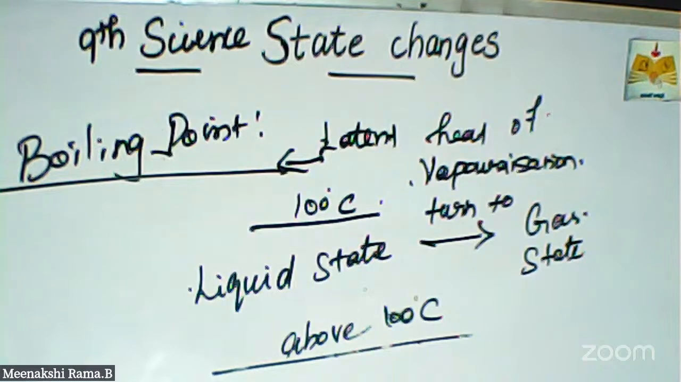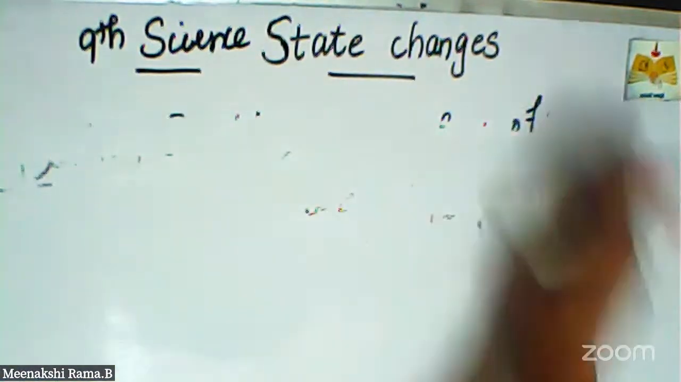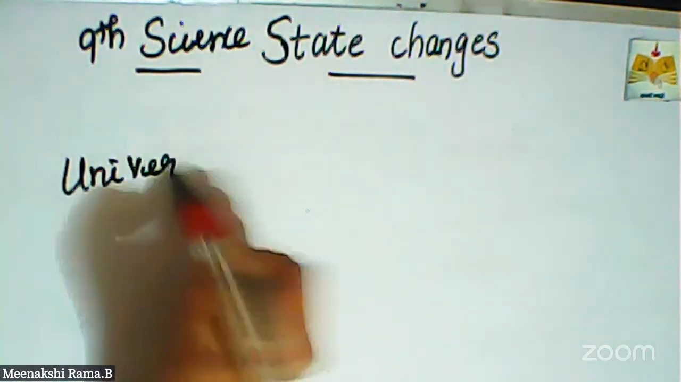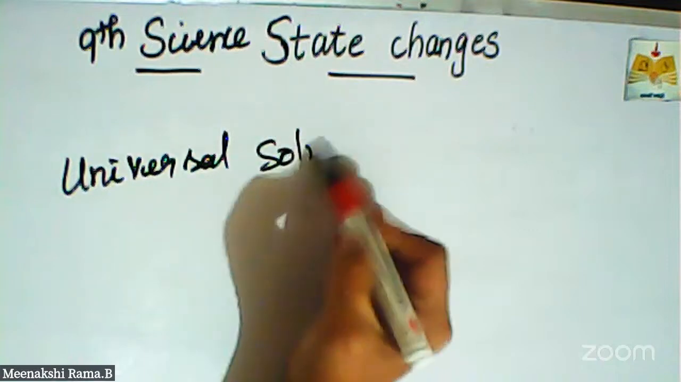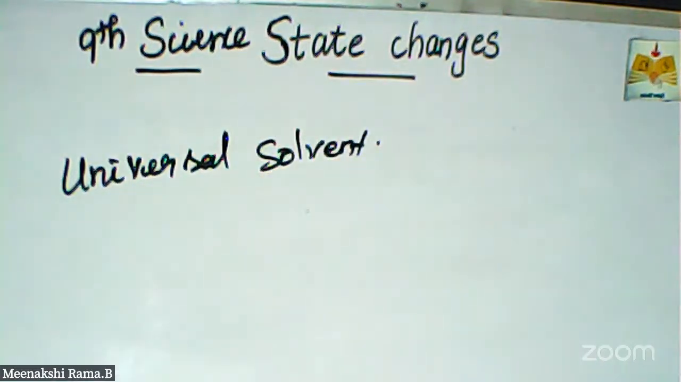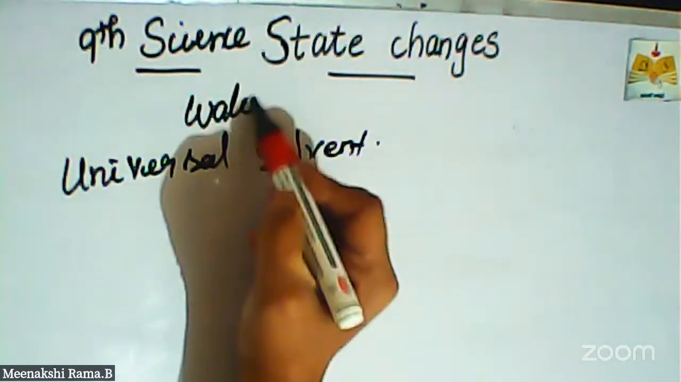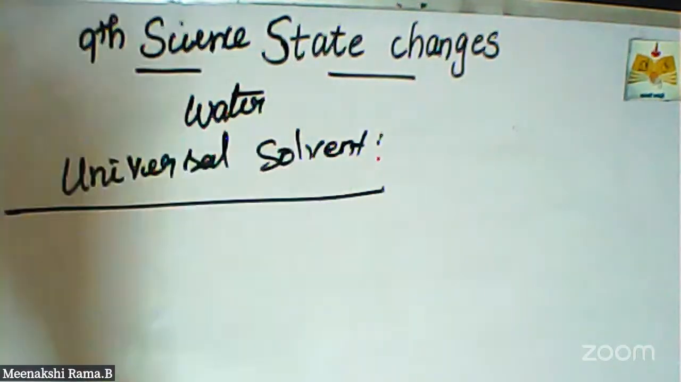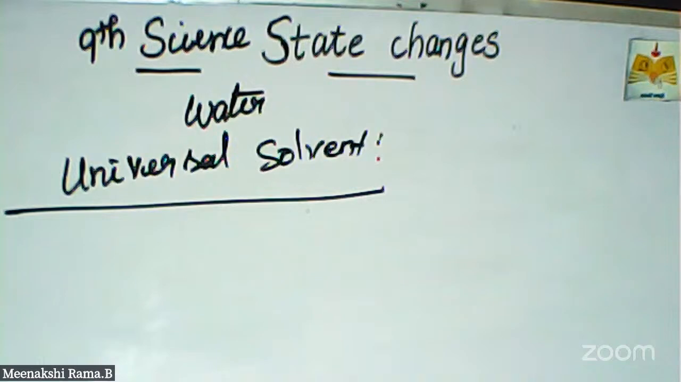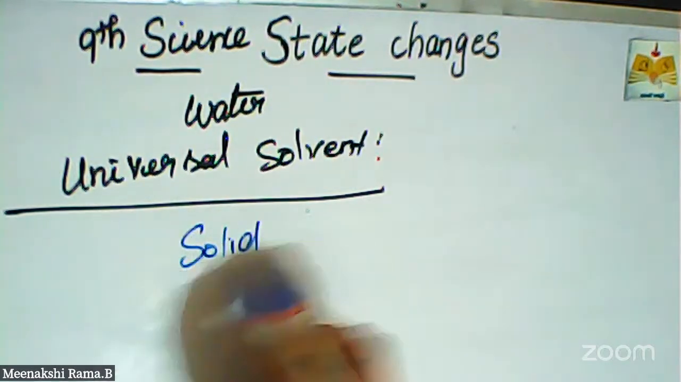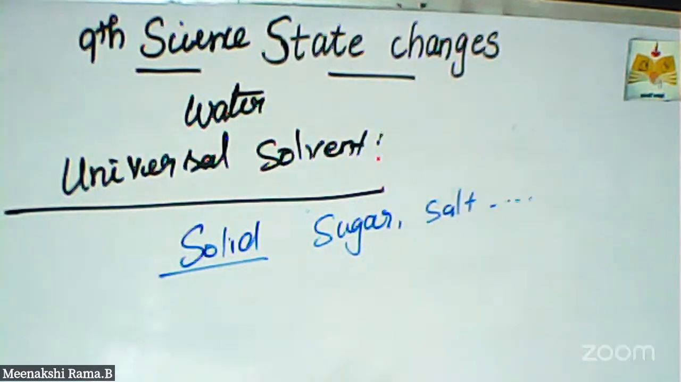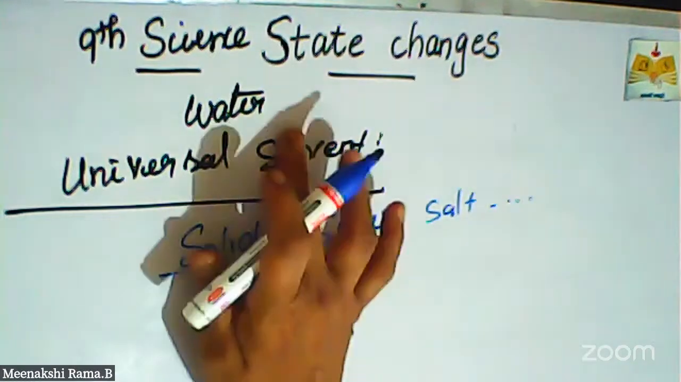Okay, and the next concept, universal solvent. Universal solvent means what? Yes, the universal solvent is nothing but water. Water is called a universal solvent. All kinds of materials are dissolved in water. How is it possible? Yes, solids. What are the solids? Sugar, salt, like that. These materials are dissolved in water.